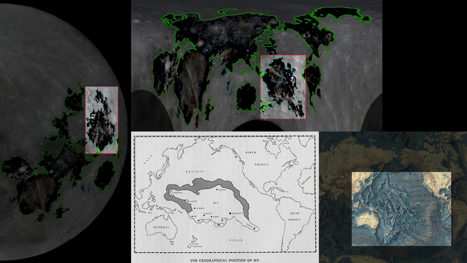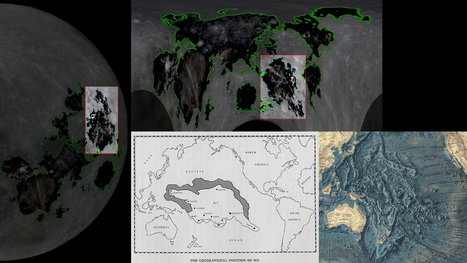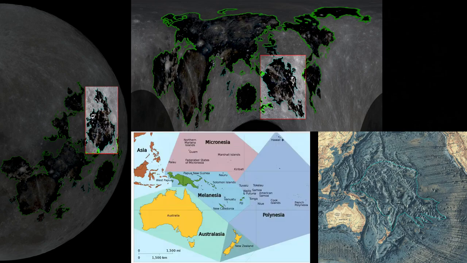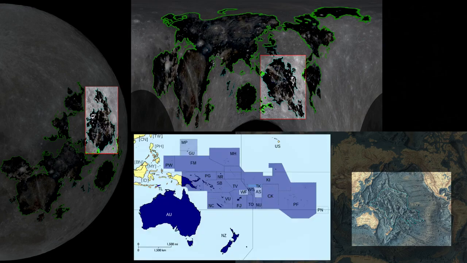South and east of this area, between Australia and the Americas, is the largest anomaly on the map. Relief maps show us this is Eastern Oceania, that is Micronesia, Melanesia, and Polynesia. Over 10,000 islands scattered across tens of millions of square miles of ocean.